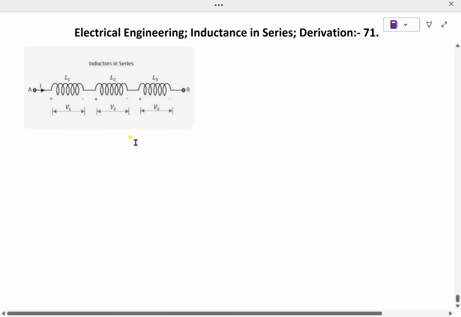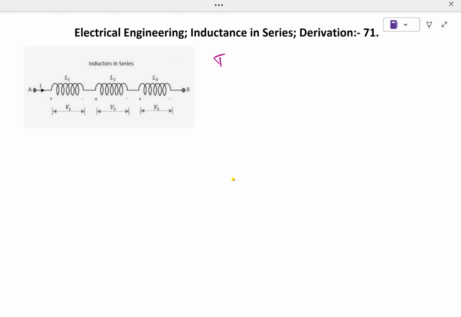Here, look at this coil, inductance. Inductors are in series. Now, first case, let the coils be joined in series and their fluxes are additive.